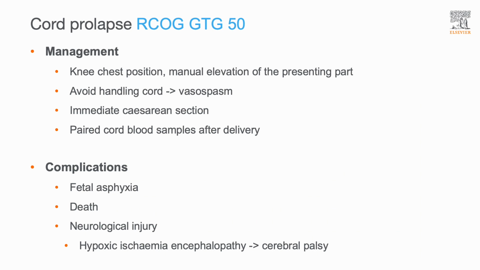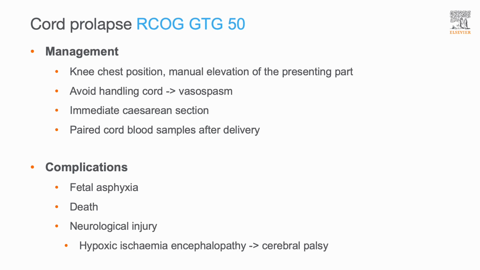The management of cord prolapse involves immediate maternal repositioning to alleviate compression on the cord, so advising the woman to get into the knee, chest position with manual elevation of the presenting part to reduce compression of the cord and fetal hypoxia. It is recommended to avoid handling the cord to avoid risking vasospasm, which can worsen hypoxia. But these manoeuvres should be followed by immediate caesarean section.